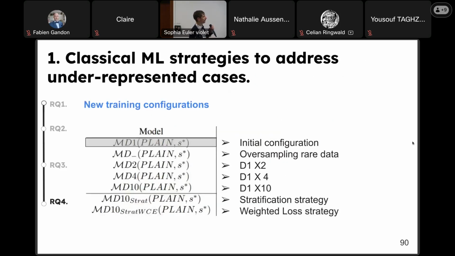So you can see here the first set of strategies. We use our initial configuration in gray, and we compare it to different new strategies. First, we propose to oversample the raw data for fine-tuning a new model. Secondly, we also propose to scale the training set by factors of 2, 4, and 10. We also propose a stratification strategy that forces us to keep the same distribution between the test set and the train set. And finally, we also propose a weighted loss strategy to force our models to pay more attention to the rare properties.